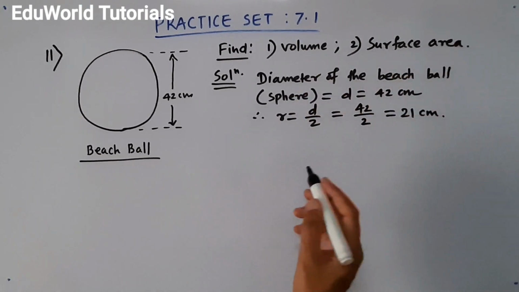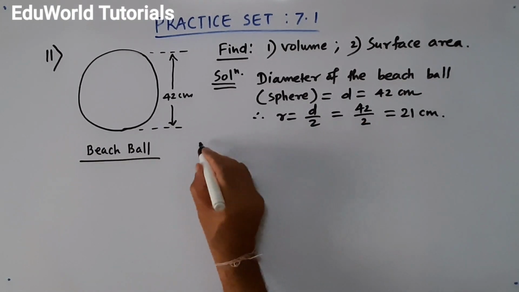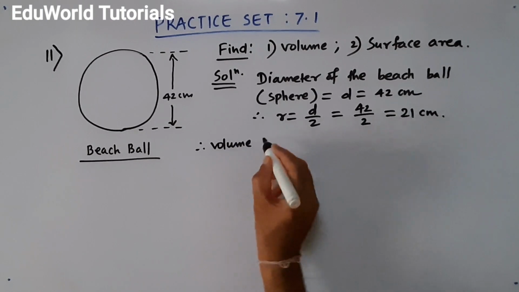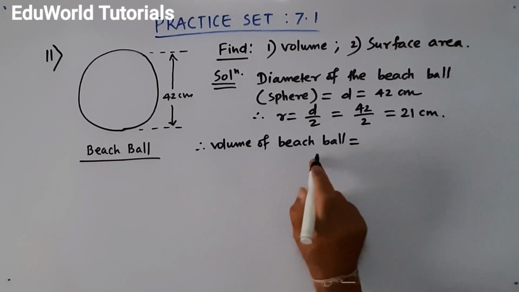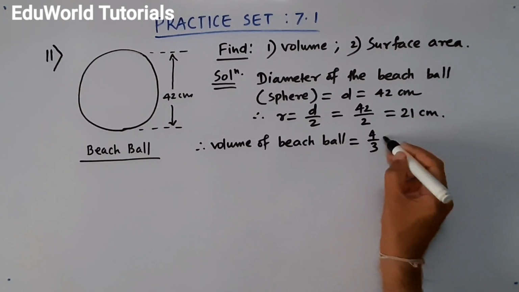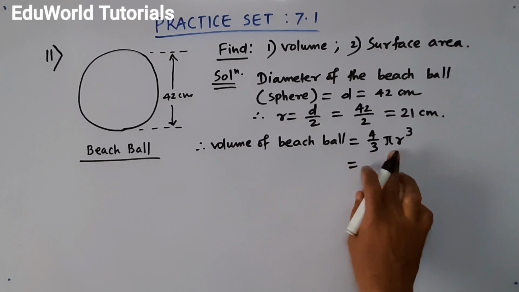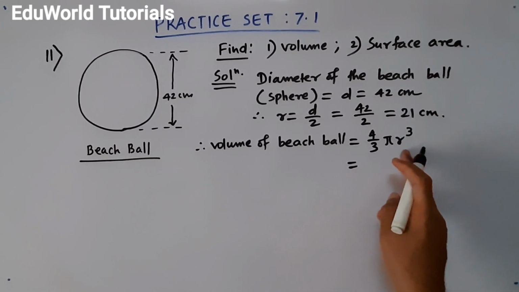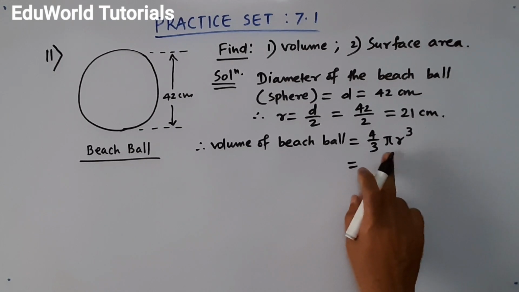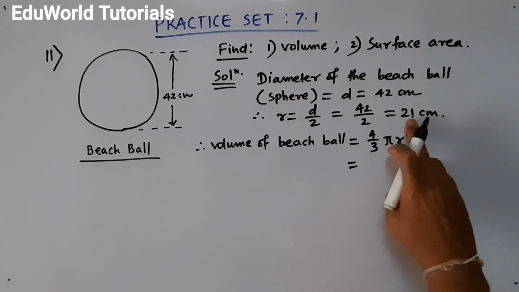Now finding volume and surface area is very simple, because the only dimension we need for a sphere is the radius, and we have it. Therefore volume of beach ball is equal to, what is the formula of volume of sphere? It is 4/3 pi r cubed. Now students, do we have the value of pi? We are not given, so we will consider pi to be 22/7. We can do that, or even we can take 3.14. Taking 22 by 7, so 7 will be in the denominator. Will it help us to cancel with this 21? Yeah.